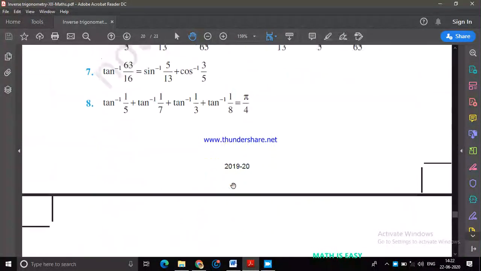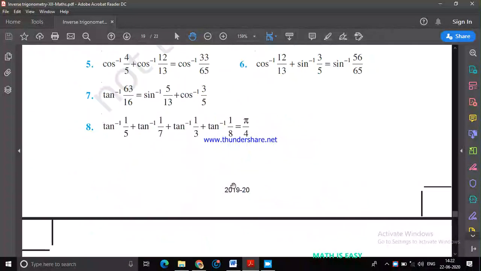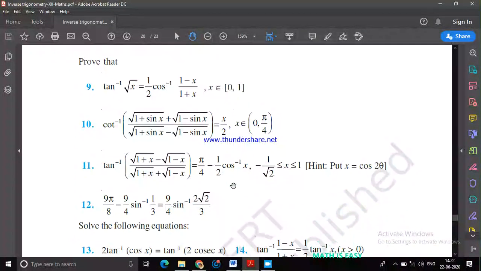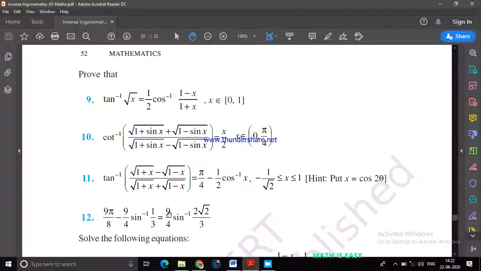So we are moving to the miscellaneous exercise of the inverse trigonometric chapter. Question number 9 to 12 we'll try to solve. Then other questions you can try. These are all MCQ questions. So let me take question number 9.